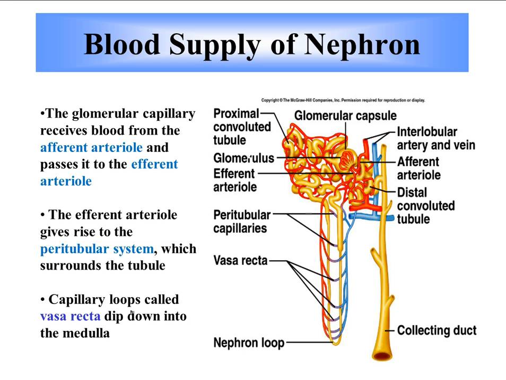Now, blood supply to the nephron. The glomerular capillary receives blood from the afferent arteriole and passes it to the efferent arteriole. So this is a network of capillaries here, within this capsule, the glomerular capsule.